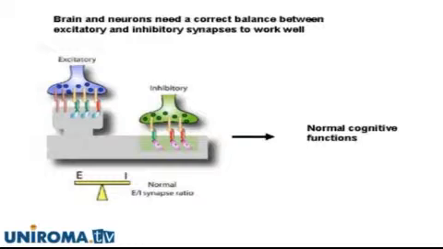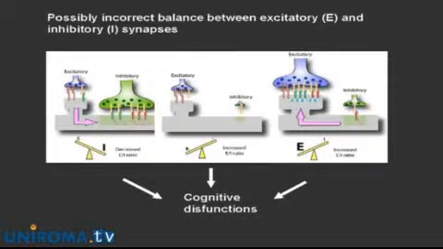In terms of the central nervous system and its functioning and the normal cognitive function, let's see what happens there. There is a perfect balance between excitatory synapses and inhibitory synapses. Now, what happens when we have an imbalance between the two types of synapses?